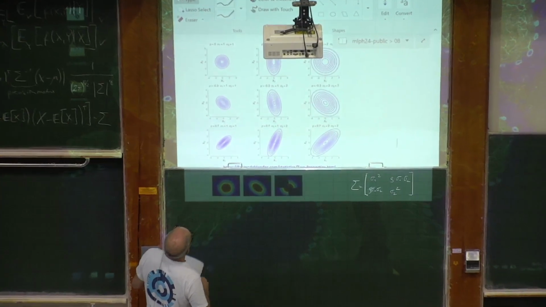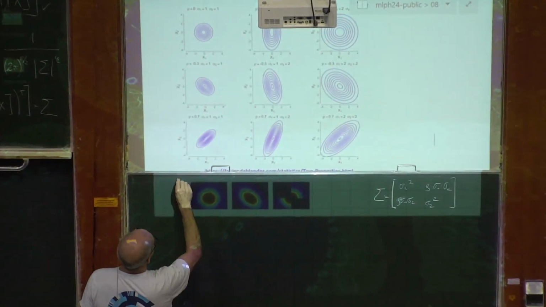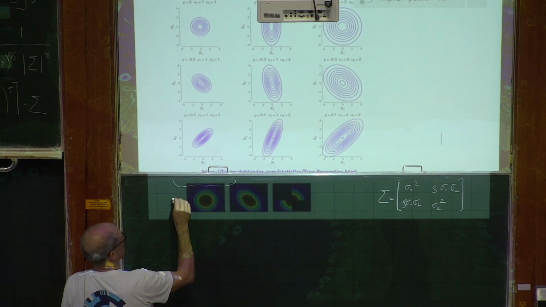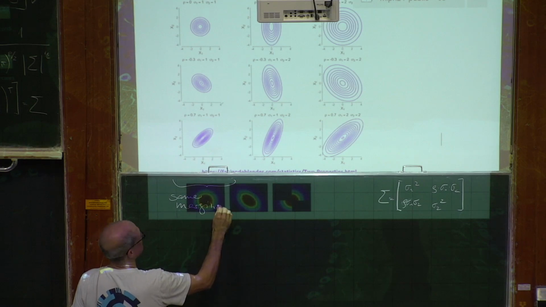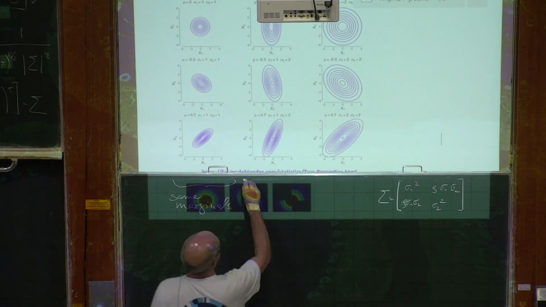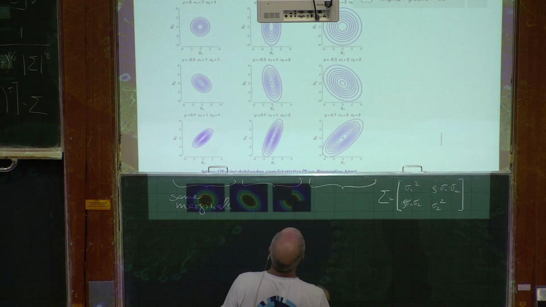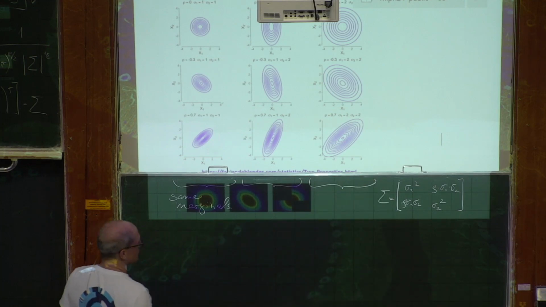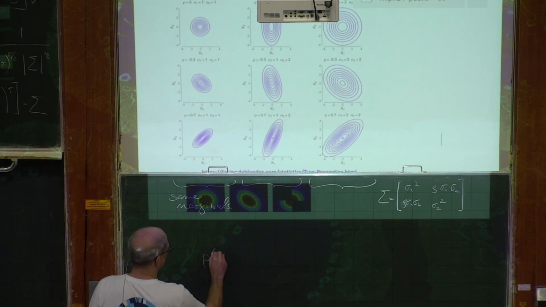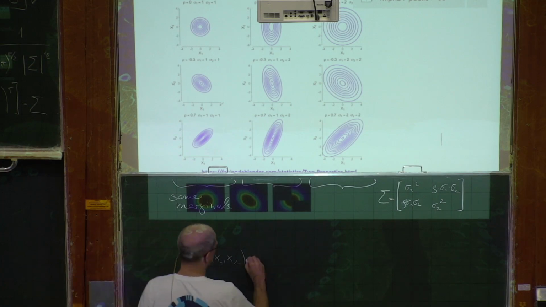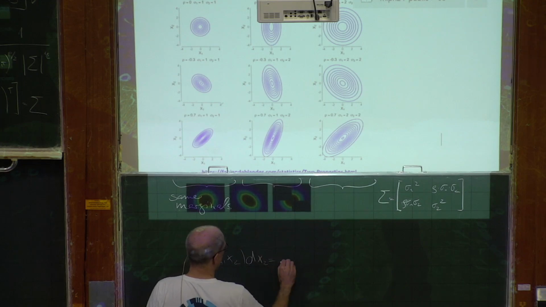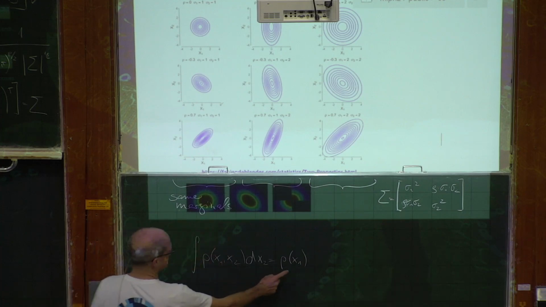And what we see here, in each column, we have the identical margins. Same margins, or marginals, also here and here. What is a marginal? So if we have a probability density which depends on 2 variables, then we can integrate out one of them, and then we obtain something which only depends on this other variable, and that would be the marginal here.